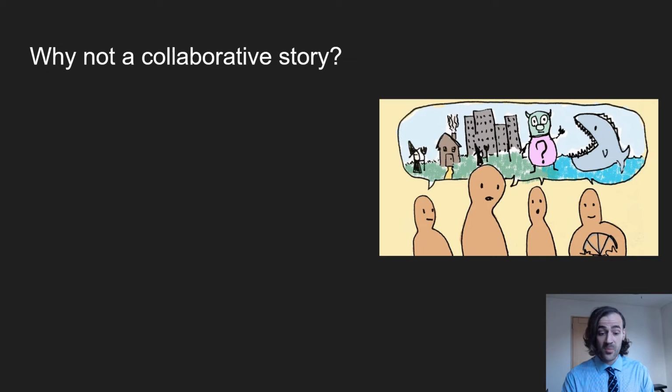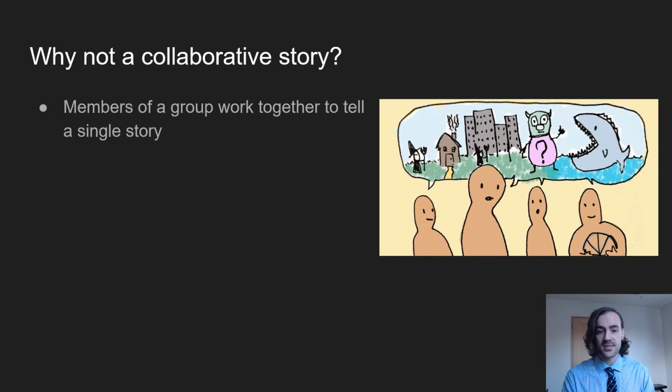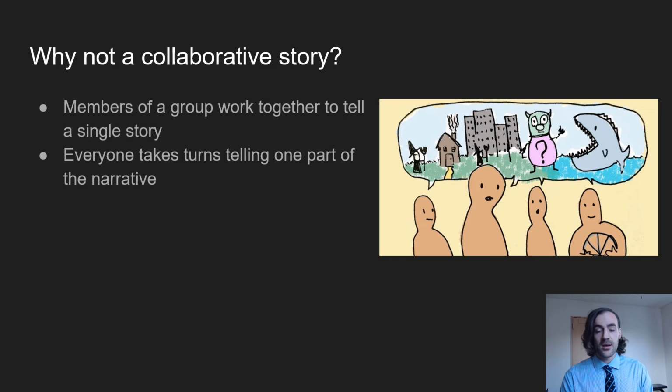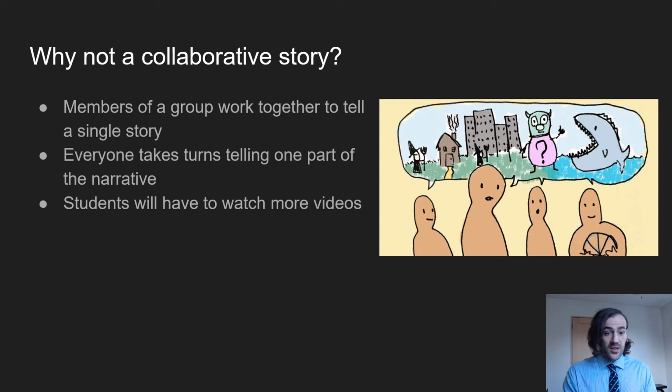So the answer I came up with was a collaborative story. And what this is like, I'm sure you've experienced maybe a pass the story kind of activity where members of a group will work together and tell one single coherent story. And each person in the group is going to take turns telling one part of the narrative, and it's passed to the next person.